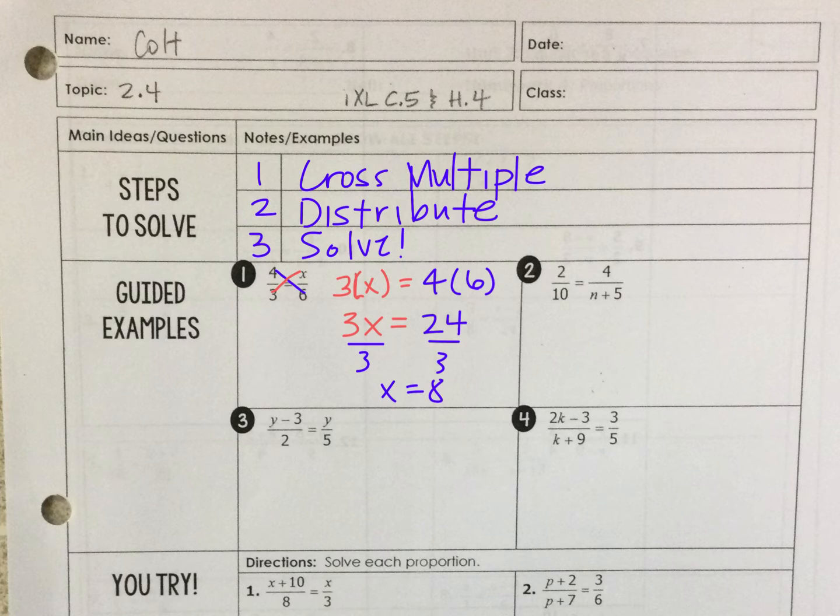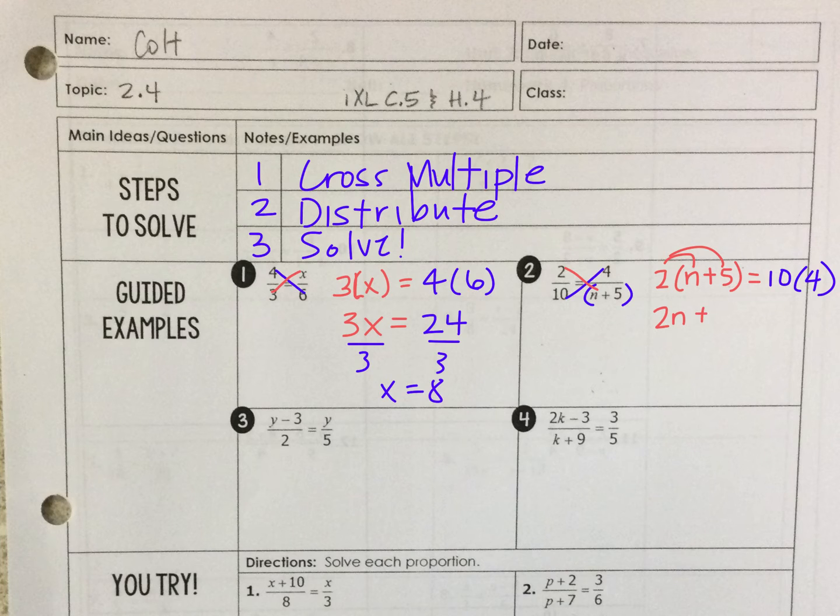When I see one like number 2, where the bottom of the second fraction is n plus 5, I put parentheses around that to remind me that I'm going to use those parentheses when I work. So I'm going to draw my X. All right. The red line is connecting the 2 to the n plus 5. And the purple line is connecting the 10 to the 4. Now, so that was step 1, to cross multiply. Step 2 is to distribute.